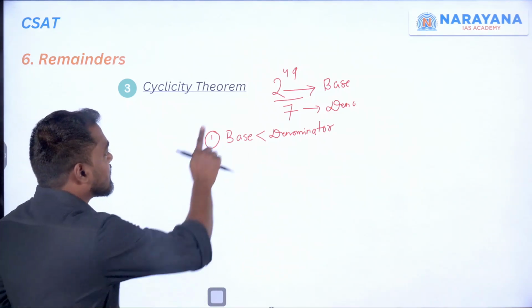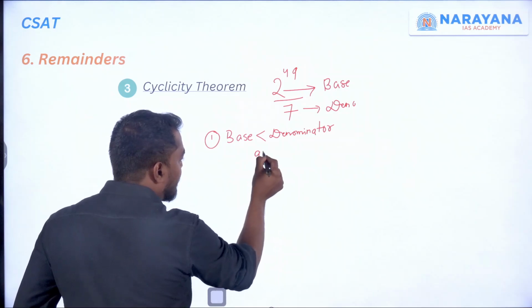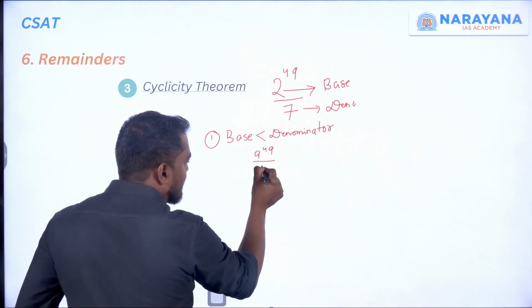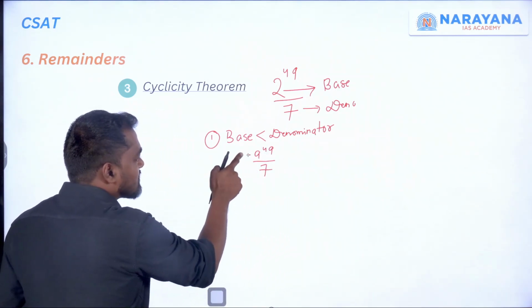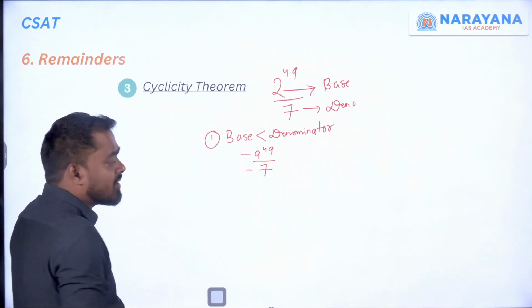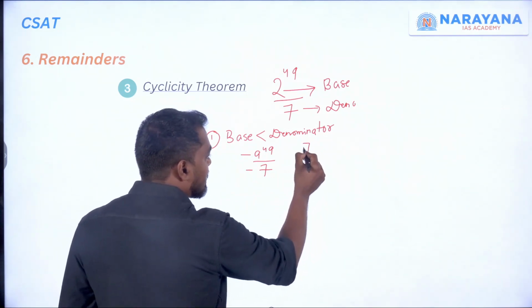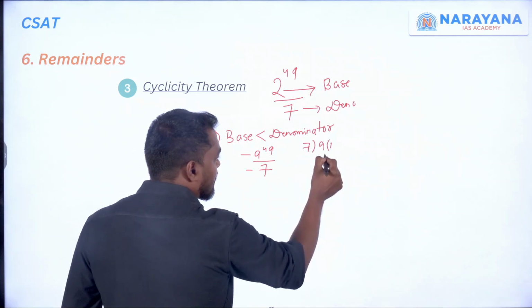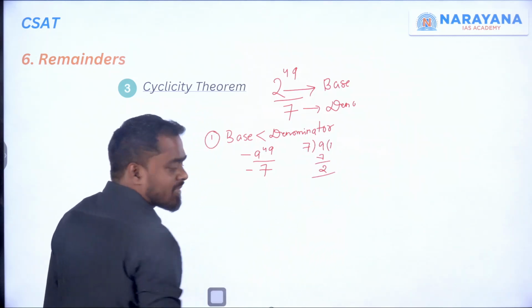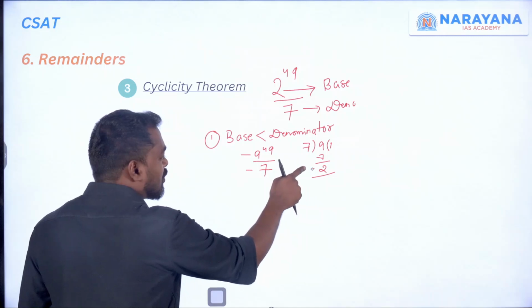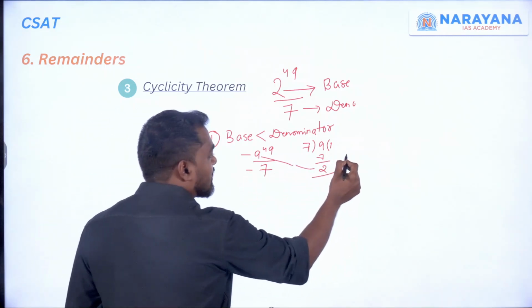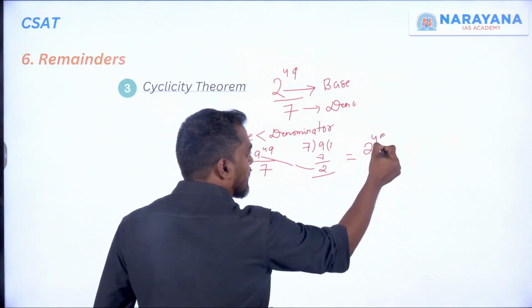If not, for example, there is an expression 9 to the power 49 by 7. Here the base is 9, the denominator is 7. 9 is greater than 7. Then what you have to do is divide that 9 by 7. You are getting remainder 2. Now you can substitute 2 in place of 9. So you can take the expression 2 to the power 49 by 7 itself.